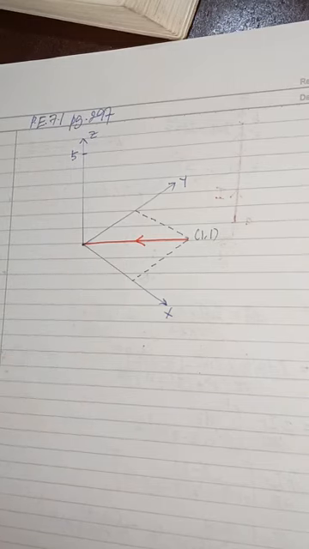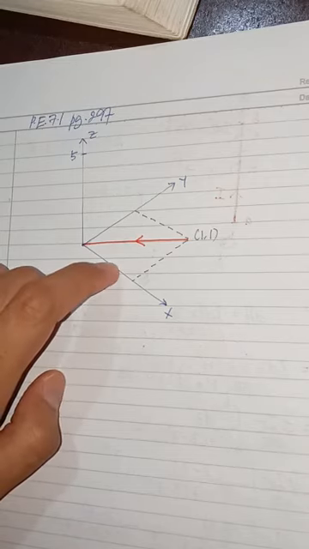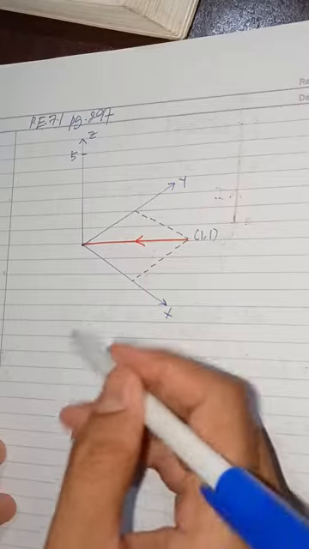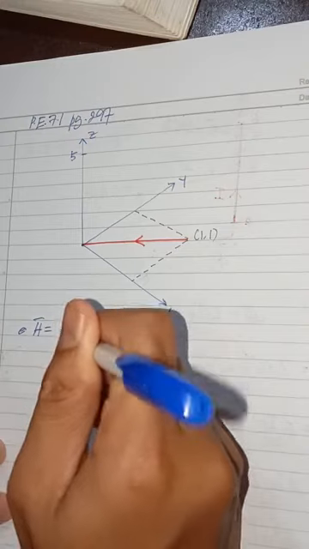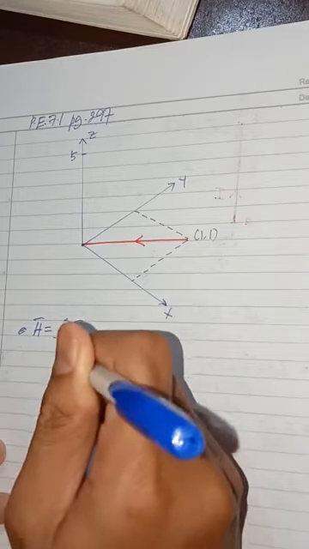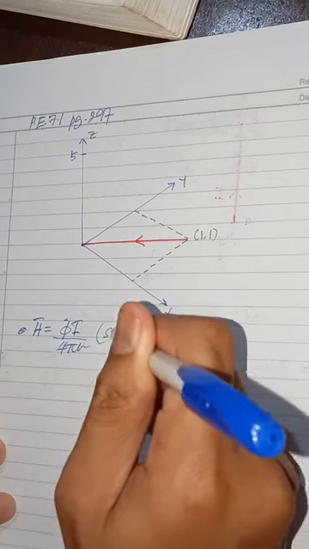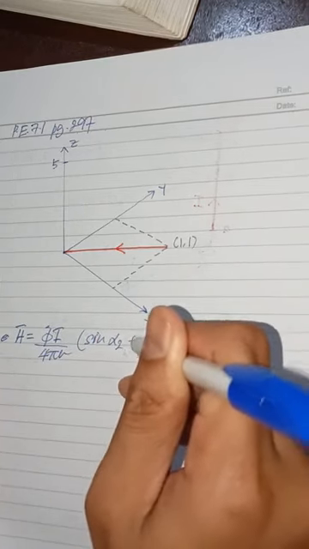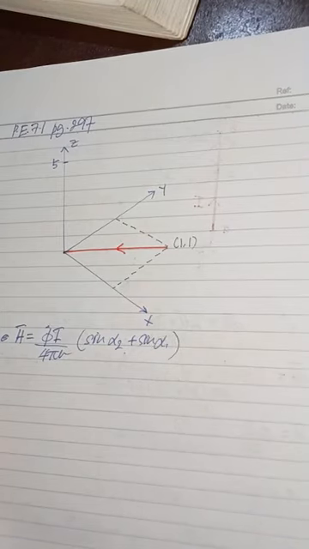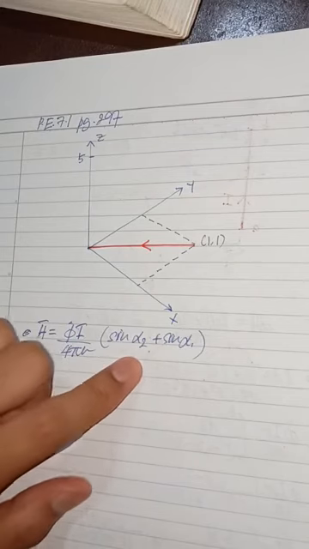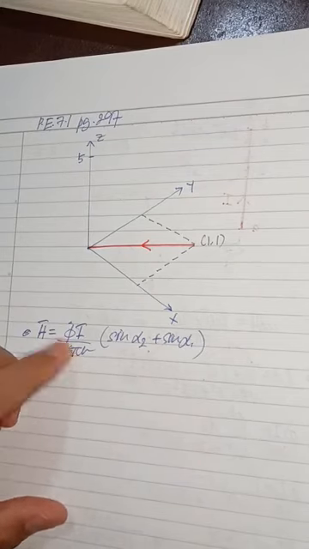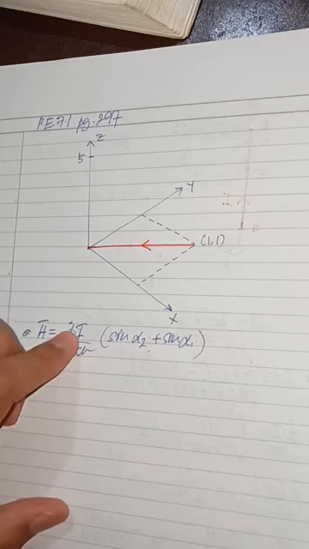Previously we already derived the H equation for the finite line current, so we can simply use that equation again, because this line current is a straight line. So it's shown here: H is equal to I over 4 pi r, times sine alpha 2 plus sine alpha 1. Now our task is to find the values of alpha 1, alpha 2, and R as well. The I is given already, which is 10 ampere.